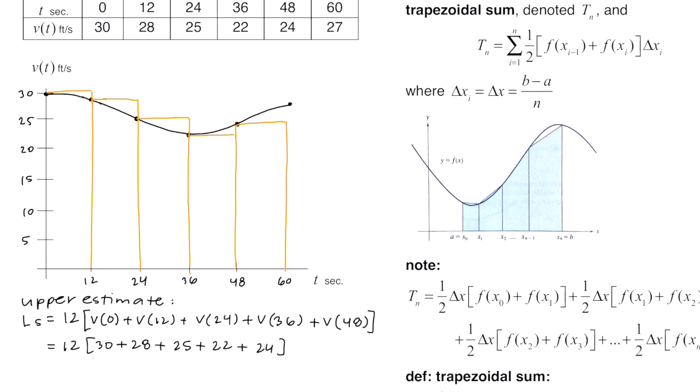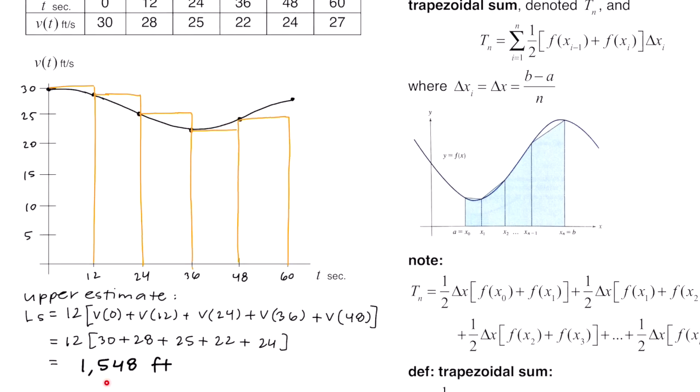So from the table, we get that v of 0 is 30, v of 12 is 28, v of 24 is 25, v of 36 is 22, and v of 48 is 24. And then I'm going to plug this right into a calculator. So our upper estimate for the total distance traveled during the time period is 1,548 feet.